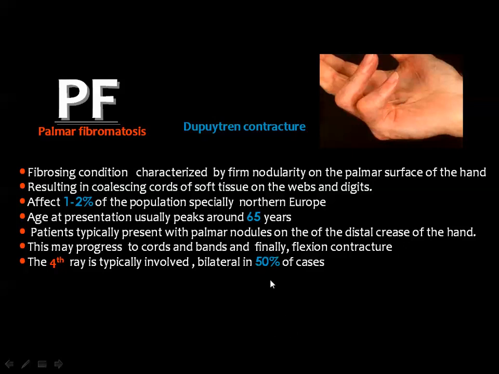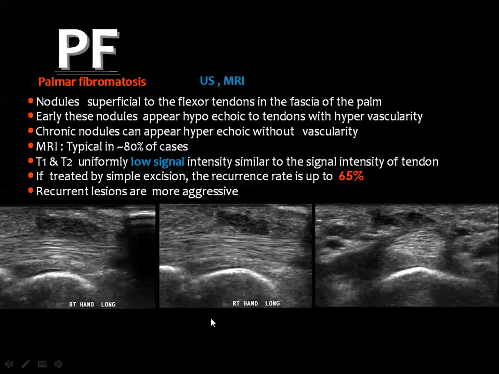Bilateral lesions are seen in about 50% of the cases, and the incidence is 1 to 2% of the population, especially seen in Northern Europe, and the age of presentation is about 65 years old. This lesion is diagnosed by clinical appearance and usually needs no further evaluation by ultrasound or MRI. But if you have ultrasound, this lesion will appear hypoechoic to the tendon with some hypervascularity, similar to the previously mentioned.